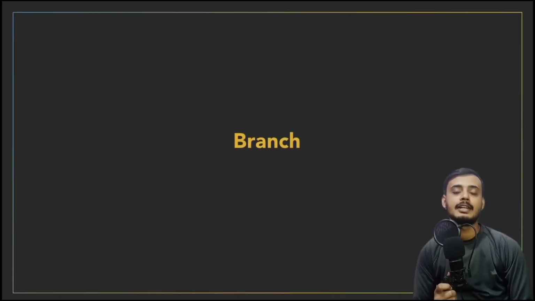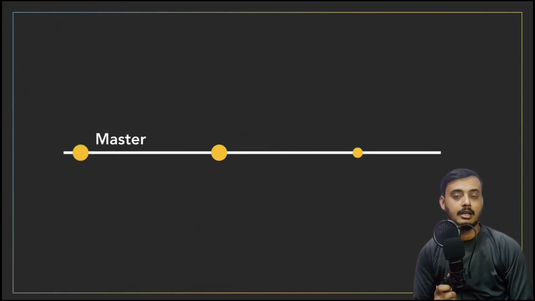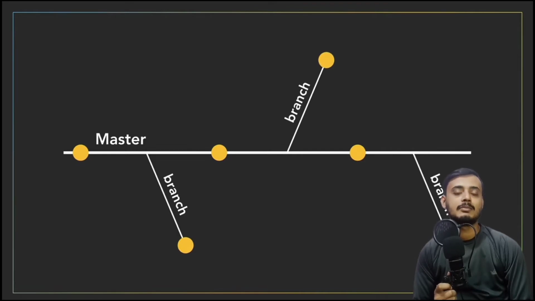A branch refers to a different line of development. By default, there is always one branch called the master branch, but we can create new branches, often referred to as feature branches. This makes it possible for multiple people to work on the same file at the same time.